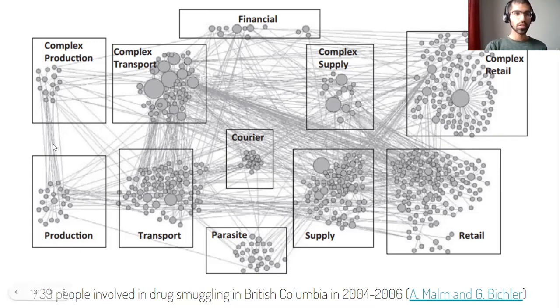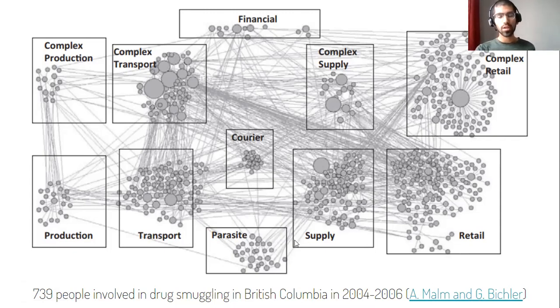So the production side of things is people actually growing the drugs, like the plants. The transport is people getting the drugs ready to be sent, from where they're grown to where they are consumed in British Columbia. You have couriers that do that transportation process. And then you have suppliers which import the drugs in British Columbia and get them ready to be sold. Finally, the retailers, they sell the drugs on the streets to individuals.